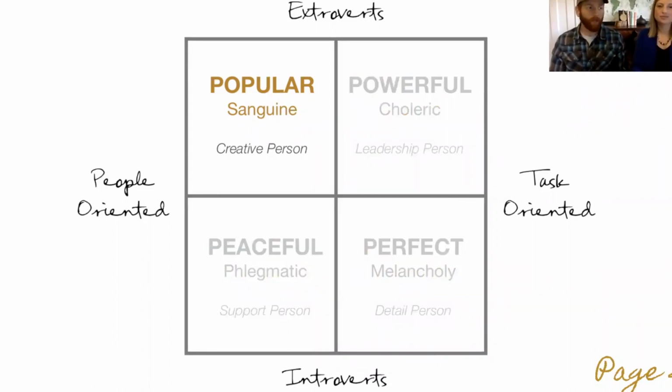Popular sanguine is the creative person, the extrovert, people-oriented, stuff that we talked about before. The way that I think about them is they're that very enthusiastic promoter. They're the one that is always going after everybody, talking to everyone, making sure that everyone's involved, getting to know everyone, being a part of the fun. So if you're at a party and you see this person going around talking to everyone, that's him.